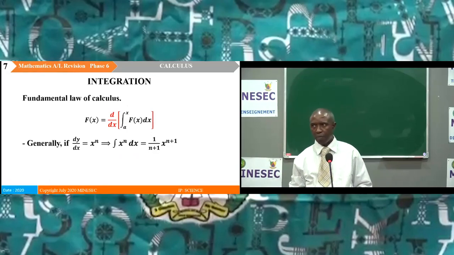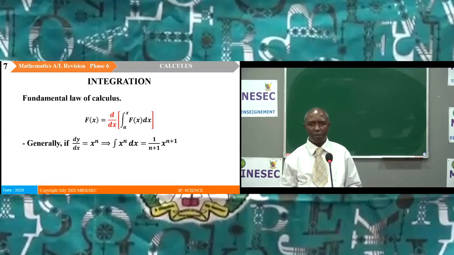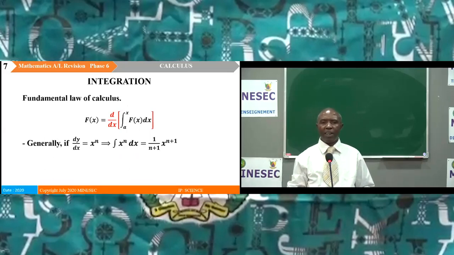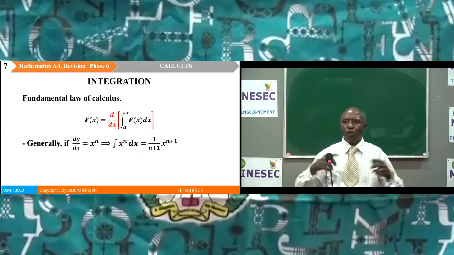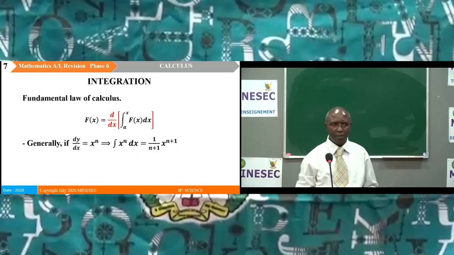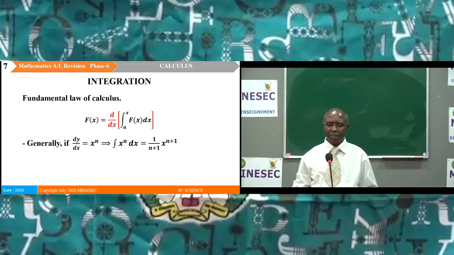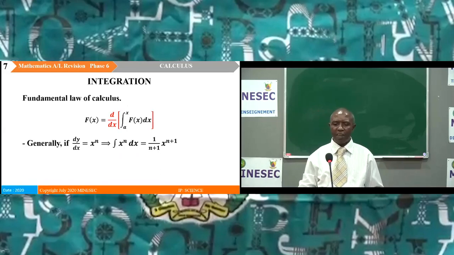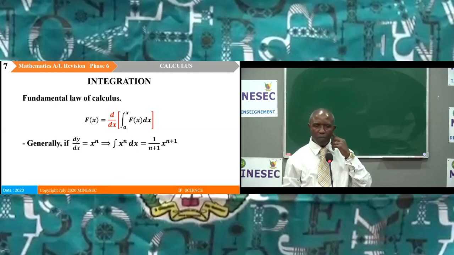Integration. Fundamental laws of integration. Integration and differentiation are two processes where one is the reverse process of the other. That is why we have here that f(x) is equal to d/dx of the integral of f(x) dx from a to x.